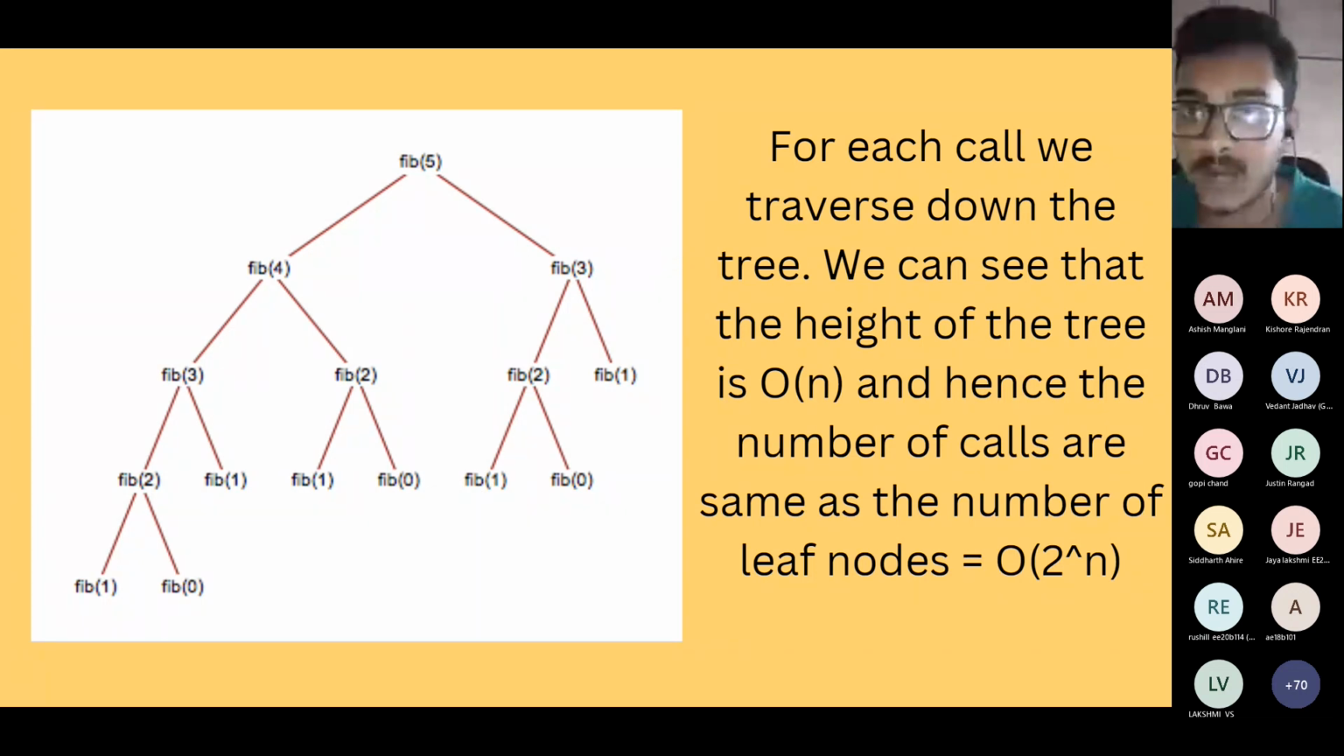Due to this fact, the time complexity of this code is exponential. So if you call for n, it will take time of order of 2 power n. So let's see how dynamic programming saves a life by optimizing this code.